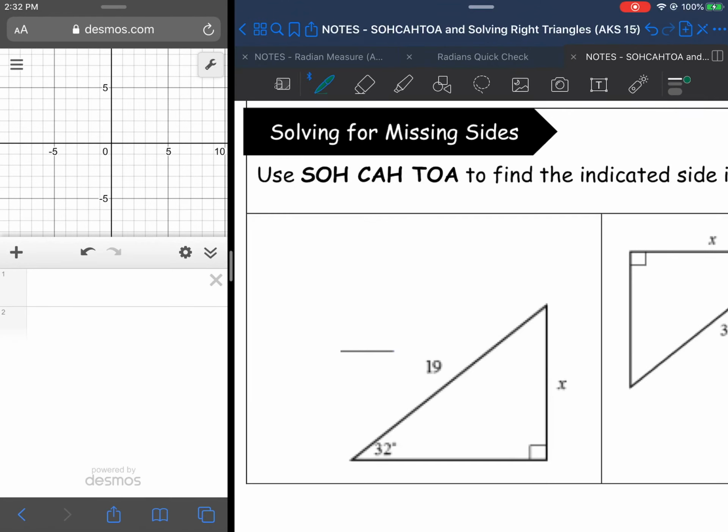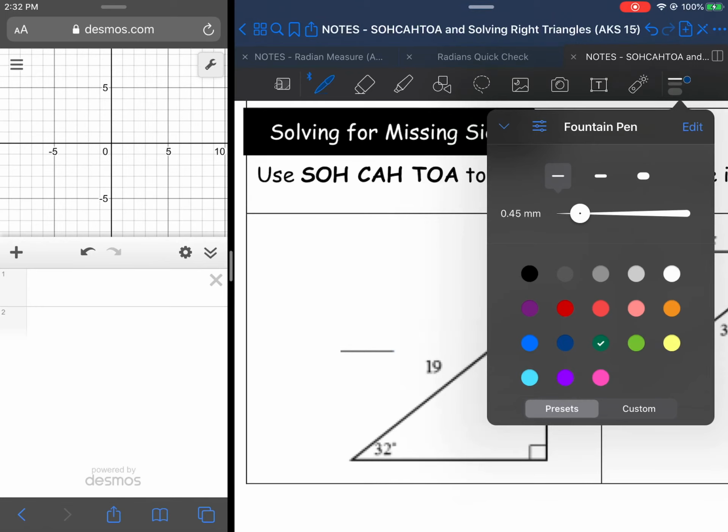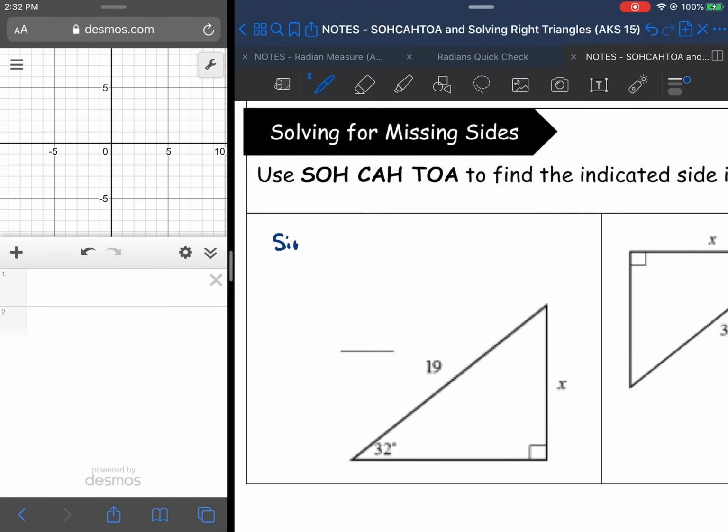So here in our first problem, notice that the angle that we're given is 32 degrees. And we also know that one side is x and the hypotenuse is 19. And remember, we know the hypotenuse is 19 because the hypotenuse is always directly across from the 90-degree angle. So relative to 32 degrees, we have the opposite leg x and the hypotenuse 19, this indicates to me that we should use the sine of 32 degrees. So the sine of 32 degrees is equal to x, the opposite leg, divided by the hypotenuse 19.